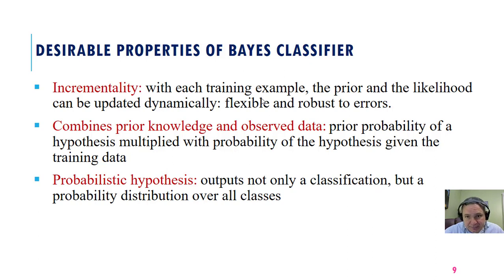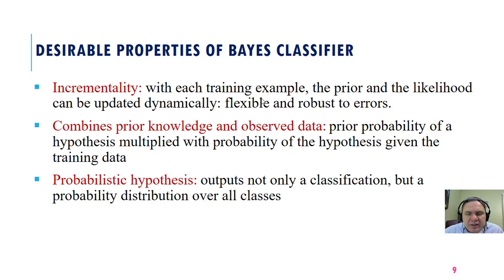What makes the Bayes classifier an attractive framework? First, it's incrementality. So we have a training example. With this training example, we can calculate the prior and the likelihood. They can be updated dynamically. So we can also combine prior knowledge and observed data.